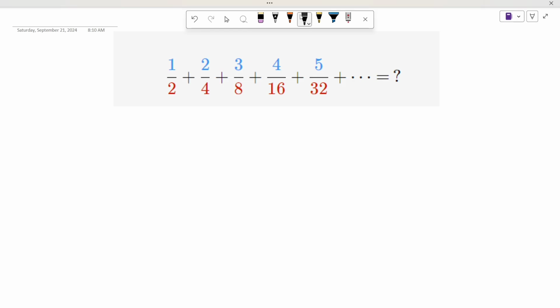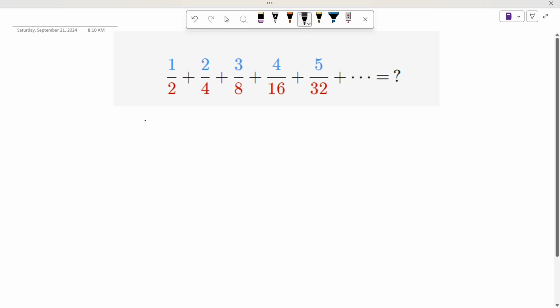As you can see, the values go on decreasing. The first term is 1 by 2, that is 0.5. Then 2 by 4 is again 0.5, then 3 by 8, 4 by 16 is 0.25, and it goes on decreasing. Eventually it will not be negative, but it will be 0.00-something. So let's start. There is a way to calculate this series, we'll see this.